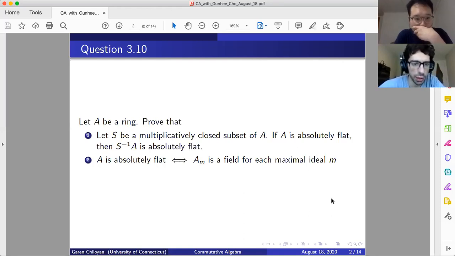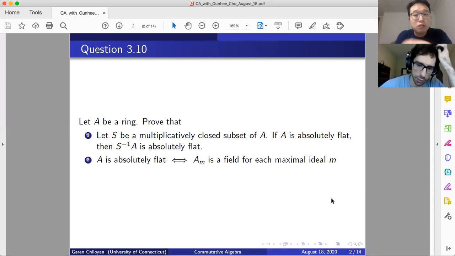So let A be a ring. Prove that if S is a multiplicatively closed subset of A, and A is absolutely flat, then the localization of A at S is also absolutely flat, and A is absolutely flat if and only if A localized at M is a field for each maximal ideal M.